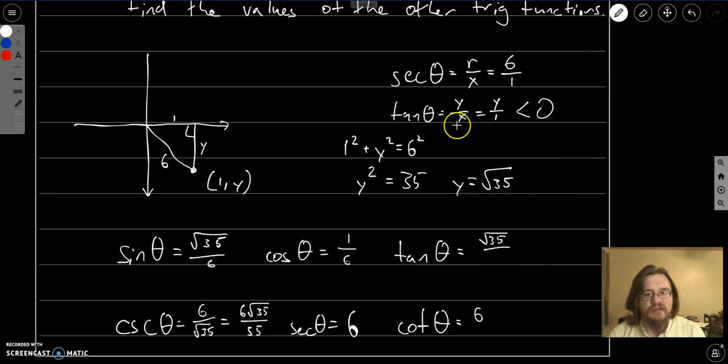should be y divided by x for tangent. I made that mistake. So this should be square root of 35 divided by 1, which is just the square root of 35.